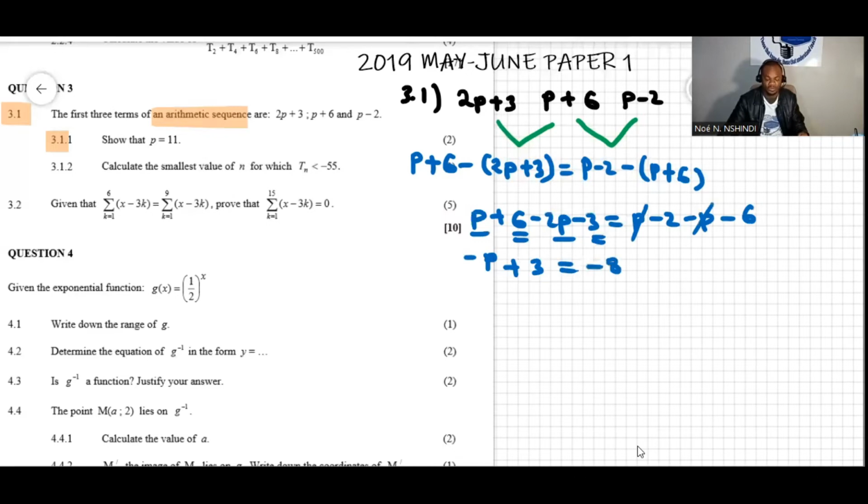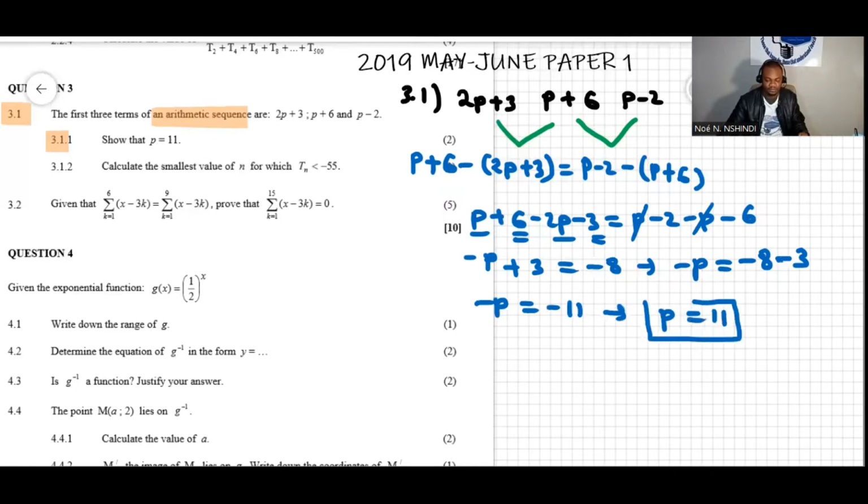Now if I move the 3 over, that will be negative p equal to negative 8 minus 3. So this minus 3, and that makes negative p equal to negative 11. So this means p is just equal to 11. Okay, and then the following question is 3.1.2. It says calculate the smallest value of n for which Tn is less than negative 55.